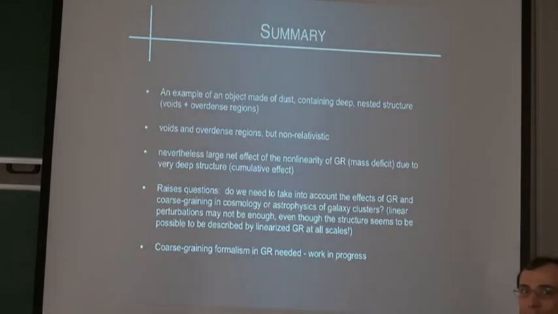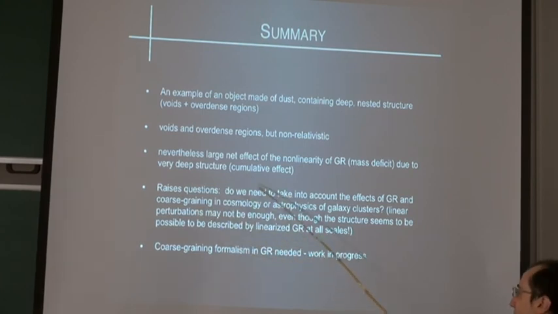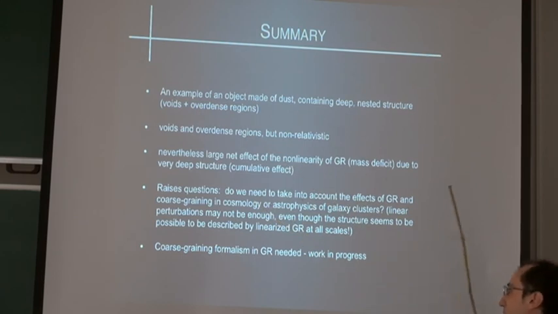Okay, that was my last statement on this in this talk. I just presented a very interesting object which is made of dust and contains deep nested structure of voids and overlapping regions. It looks very non-relativistic, but nevertheless it has a large net nonlinear effect of GR. And this of course raises the question whether we need to take into account the nonlinear effects of GR and cross grain in cosmology and astrophysics, since you also notice certain types of nested structures there as well.